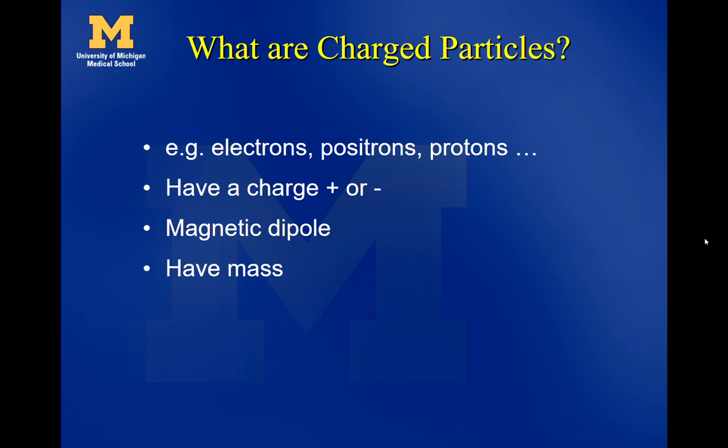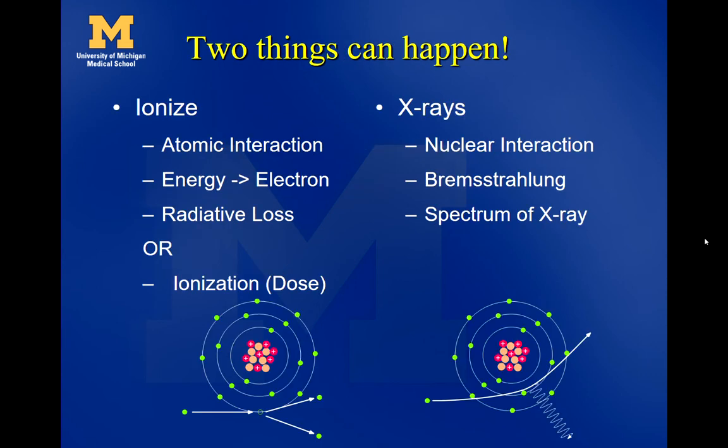Just a reminder, charged particles are electrons, positrons, protons, things that have a positive or a negative charge. They have a magnetic dipole and they have mass. Those are all what we're talking about when we're talking about charged particles. And two things can happen when a charged particle interacts with matter.